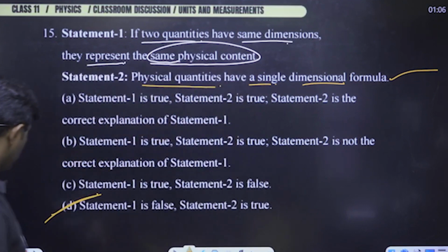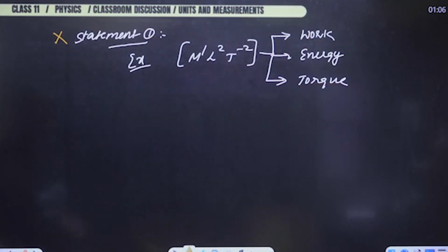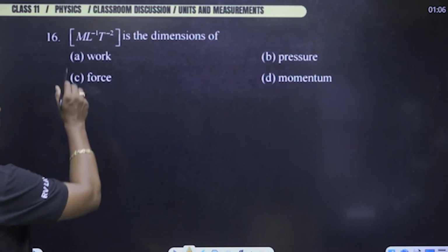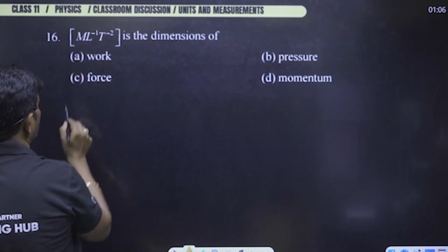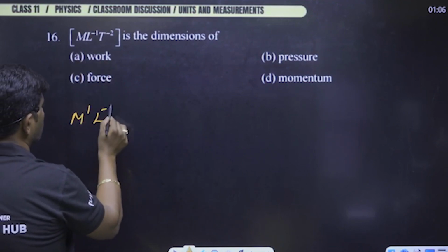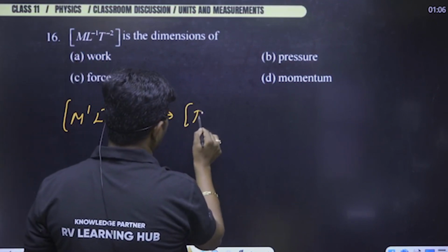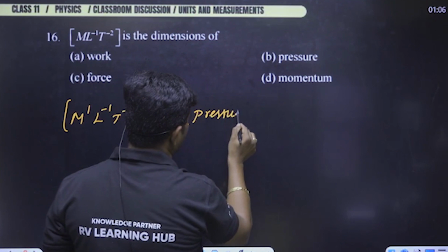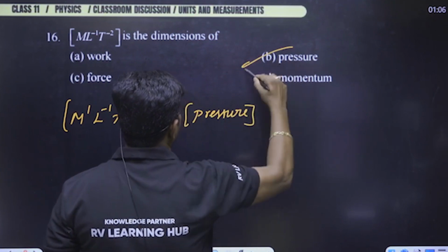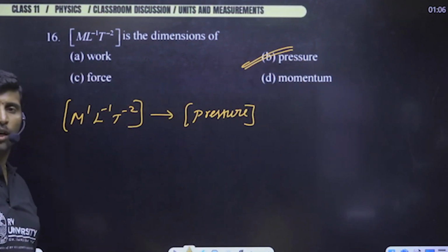Okay. Now let us move on to the next question. What they have given to you. So see here, M power 1, L power minus 1, T power minus 2 will have the dimensional formula which is equal to what I explained to you in the beginning only. That will give you the dimensional formula of the pressure.